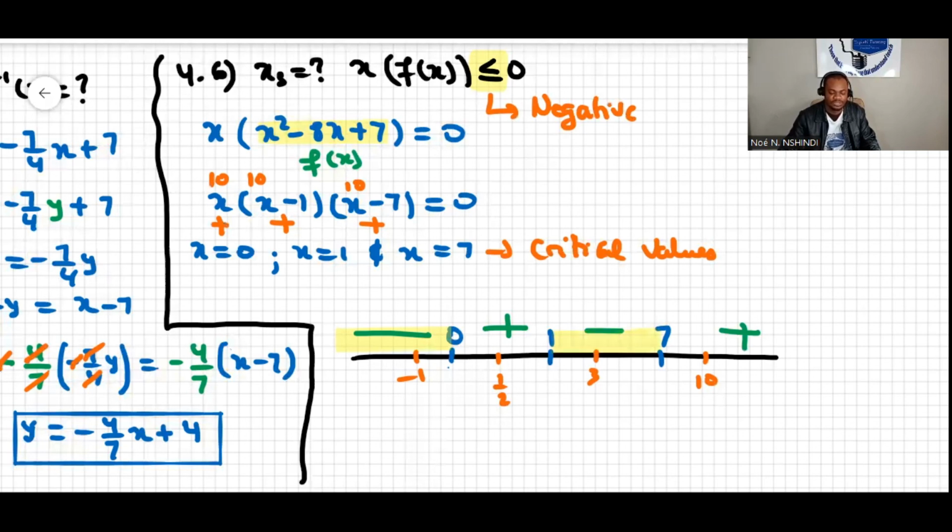So our solution is x is less than or equal to 0, or x is between 1 and 7, in this interval here. So this is the solution.